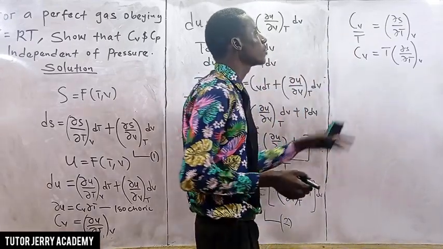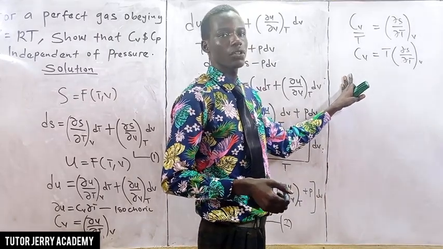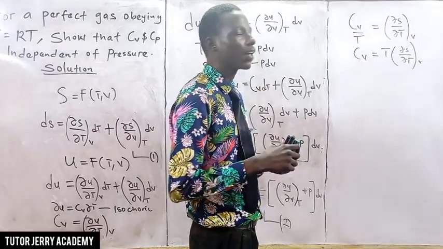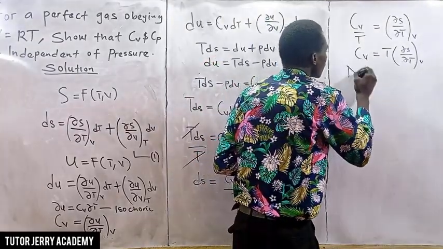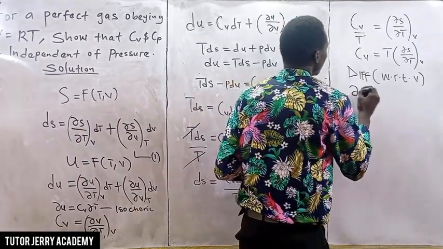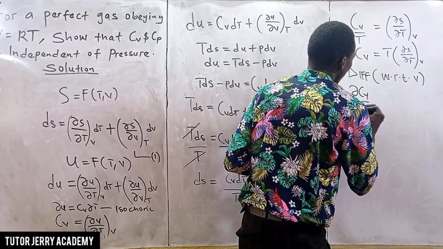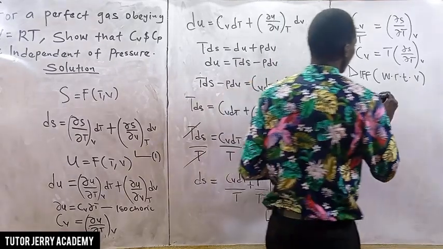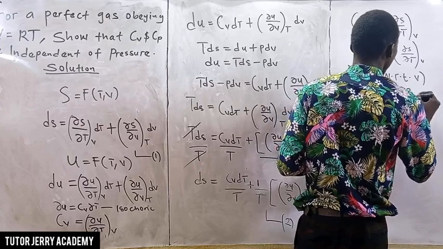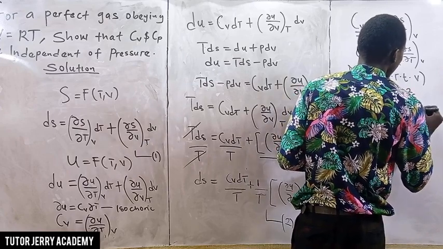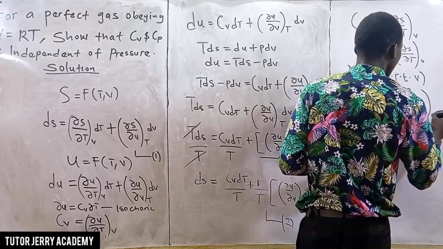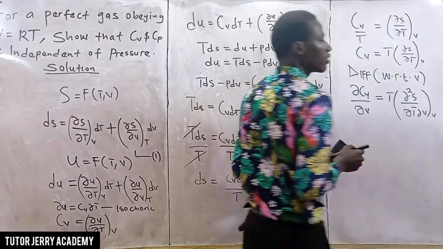Now, we are going to be differentiating this equation with respect to v, rather. If we differentiate this equation with respect to v, we have the partial derivative of Cv over the partial derivative of v equal to t times the second partial derivative of s over the partial derivative of t multiplied by the partial derivative of v, keeping v constant. This is what we'll be having.